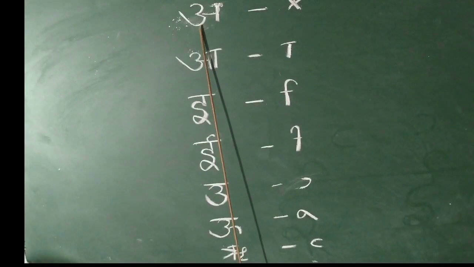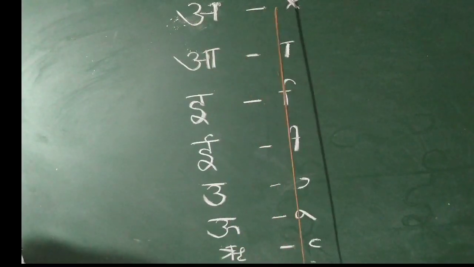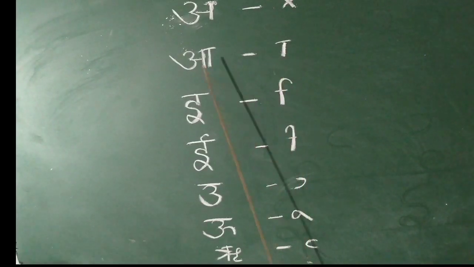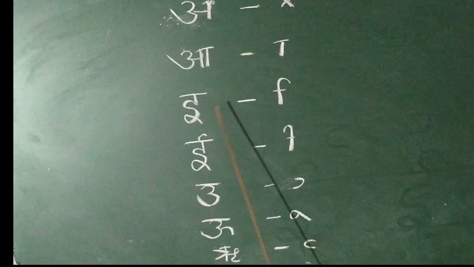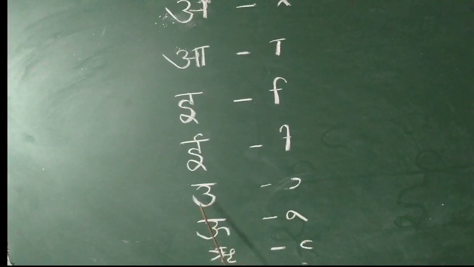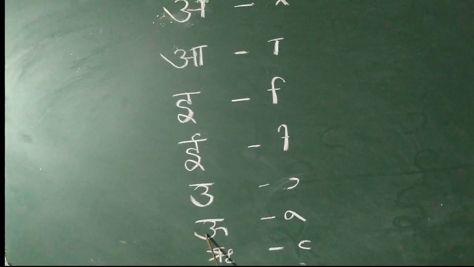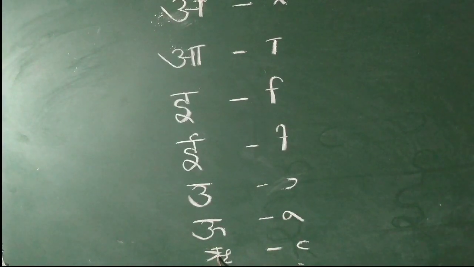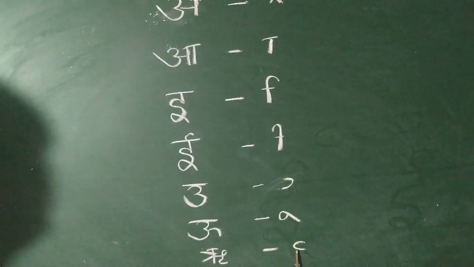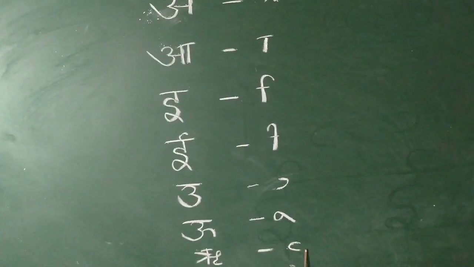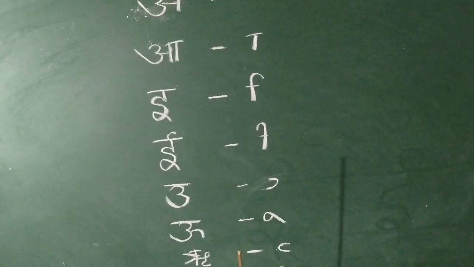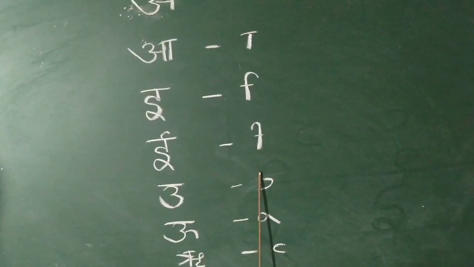This is the letter A. For A, no symbol or matra, and it is the symbol of A. It is the symbol of E. It is the symbol of U. It is the symbol of Re. So up to oo we studied in the second standard. In my last class you learned this symbol, right?